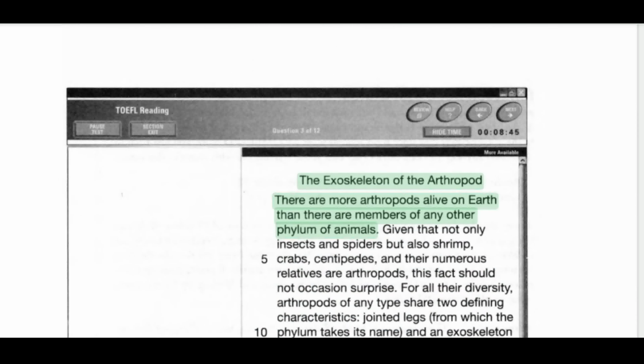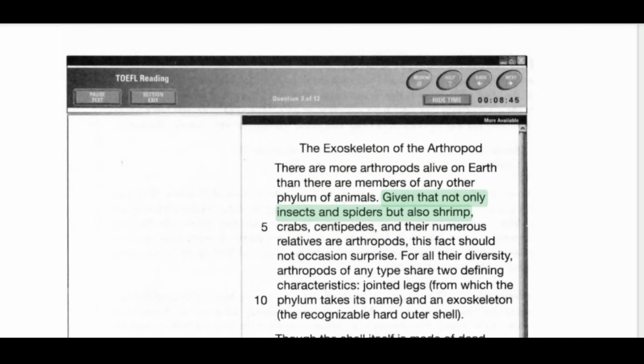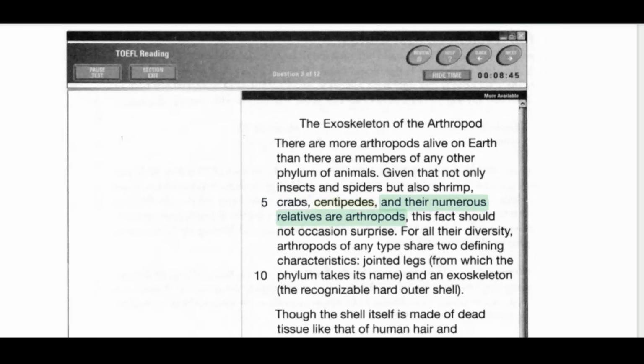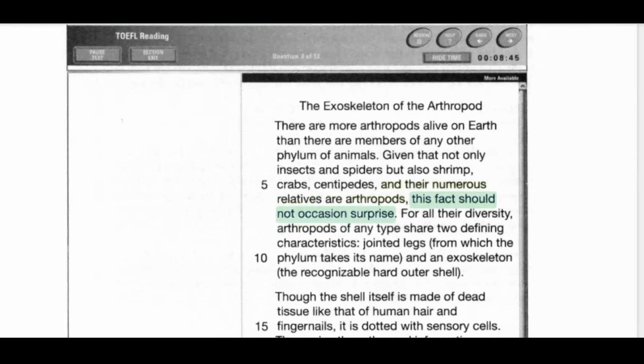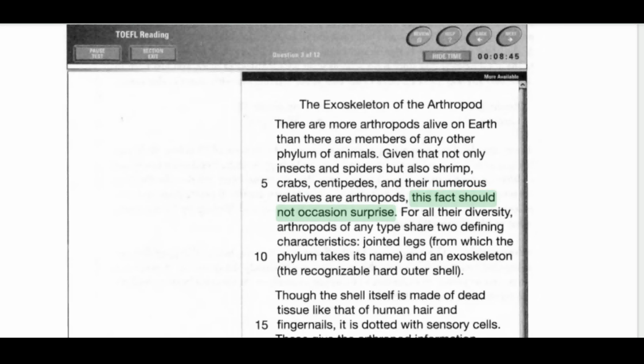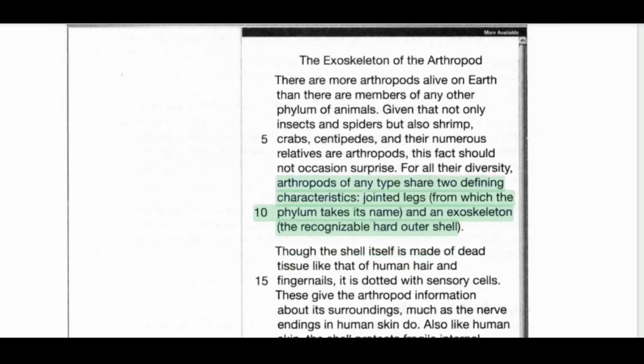The exoskeleton of the arthropod. There are more arthropods alive on Earth than there are members of any other phylum of animals. Given that not only insects and spiders but also shrimp, crabs, centipedes, and their numerous relatives are arthropods, this fact should not occasion surprise. For all their diversity, arthropods of any type share 2 defining characteristics: jointed legs, from which the phylum takes its name, and an exoskeleton, the recognizable hard outer shell.